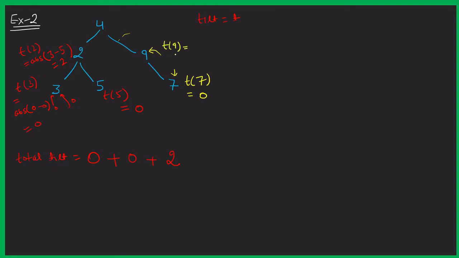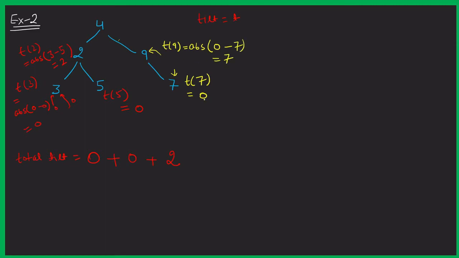So how can we find the tilt of 9? The tilt of 9 will be the absolute difference of the sum of the left part and the sum of the right part node values. In the left part there are no nodes, so the sum of the left part will be 0. And in the right subpart, the only node is 7, so the sum of the right subpart will be 7. So the tilt of 9 will be 7.